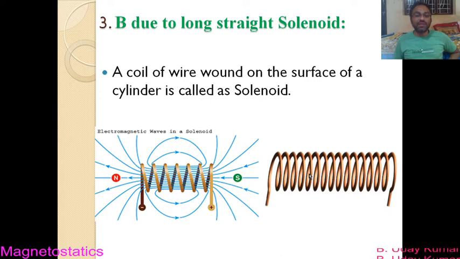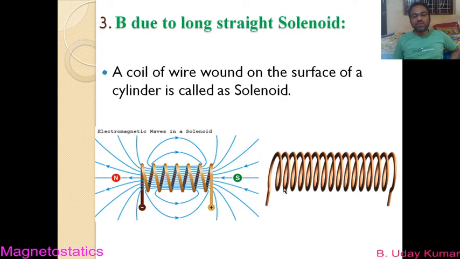So that is the definition of the solenoid, or else you can also define the solenoid by this. What is this? A coil of wire wound on the surface of a cylinder is called a solenoid. So that means if you take any cylinder and if you wound a wire on that cylinder, you get a spring shaped conductor, which we call a solenoid.